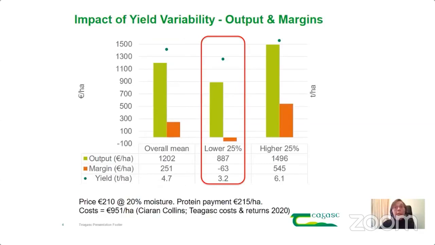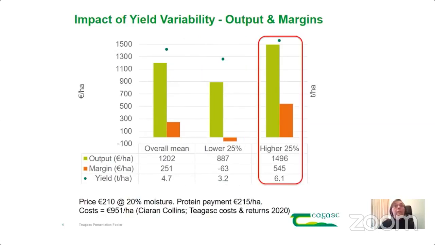The second scenario represents the average yield for the lower 25% in yield. The value in average was 3.2 tons per hectare, and the margin is negative at minus 63 euros per hectare. The last scenario represents the average yield for the top 25%, with a value of 6.1 tons per hectare of yield and a margin of 545 euros per hectare.